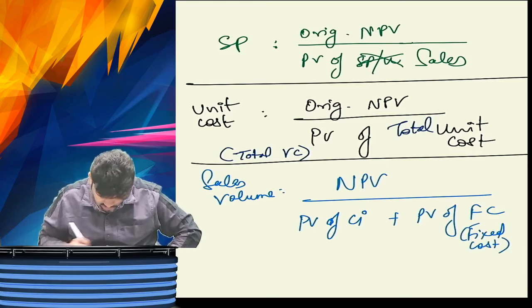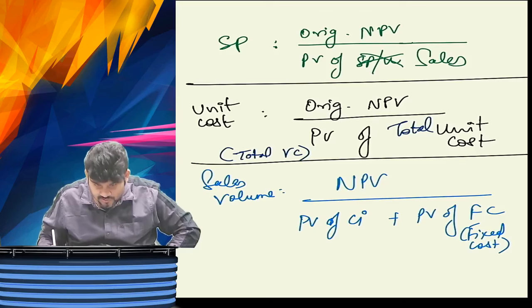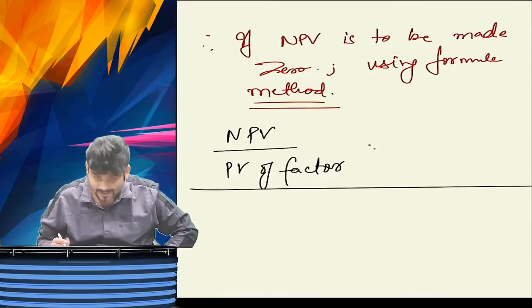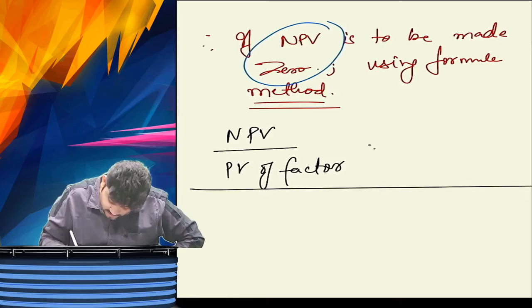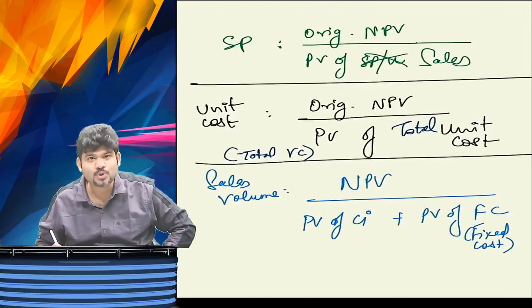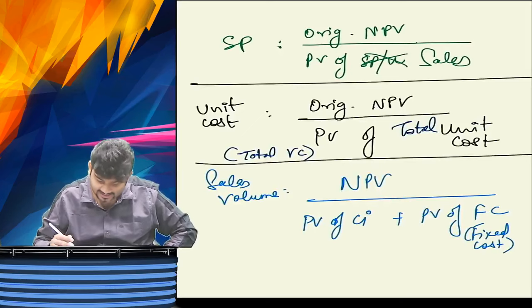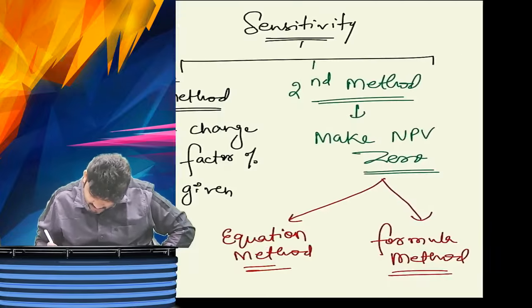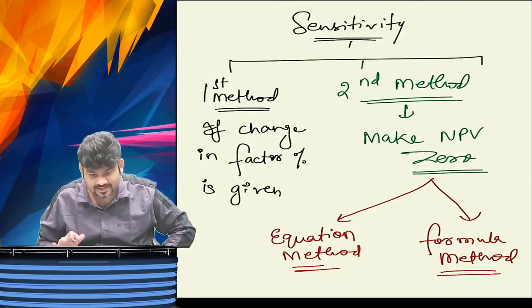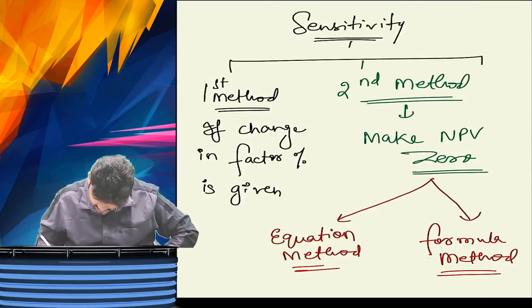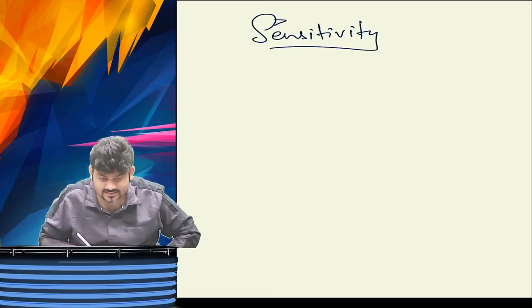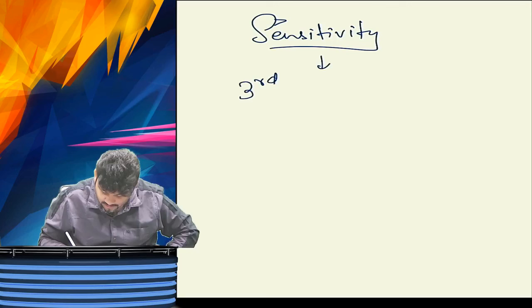So this is how different formats are to be used if NPV is to be made zero. Got it, guys? Done. And then there is one more method. See here, first method, second method. Now we have the third method, sensitivity. And then we write down the third method.